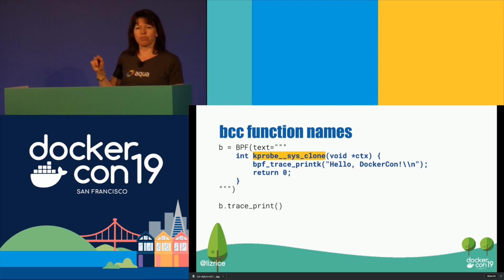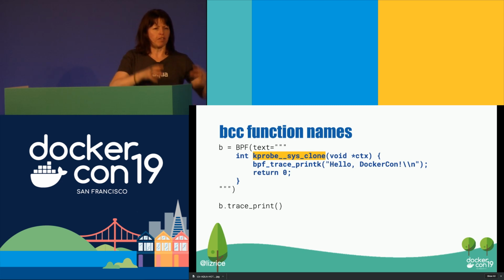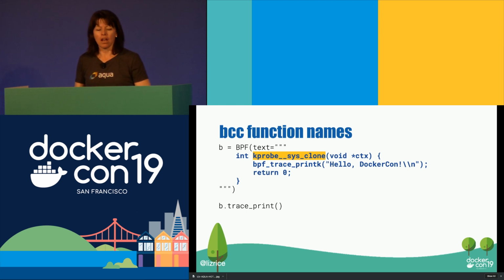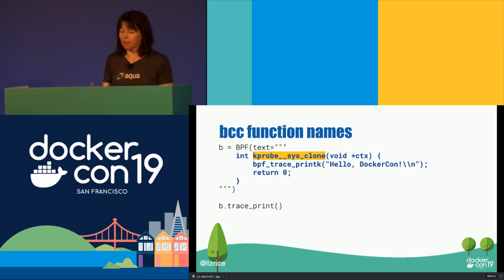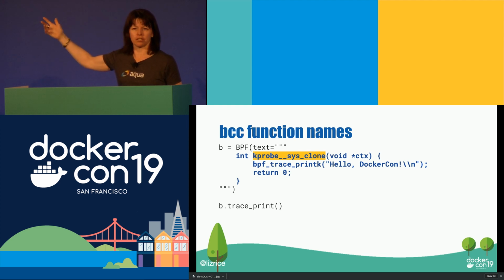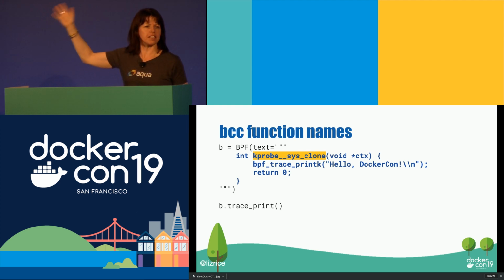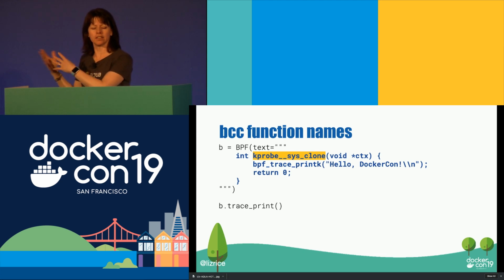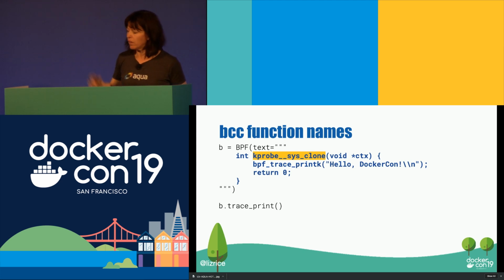BCC makes it pretty easy to attach the program to a particular type of event. I did it explicitly with that attach kprobe call, but you can actually do it implicitly by just naming your functions. I think you can probably see how that function name correlates to a kprobe related to the system call clone. So that's the kind of classic hello world written in a slightly different way.